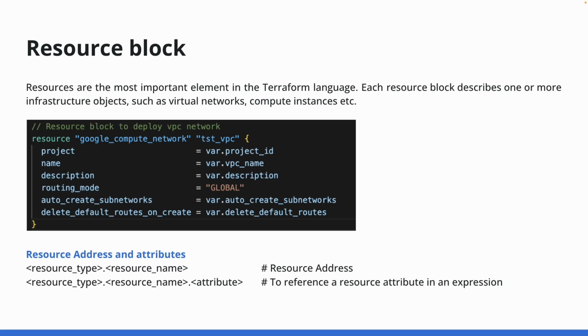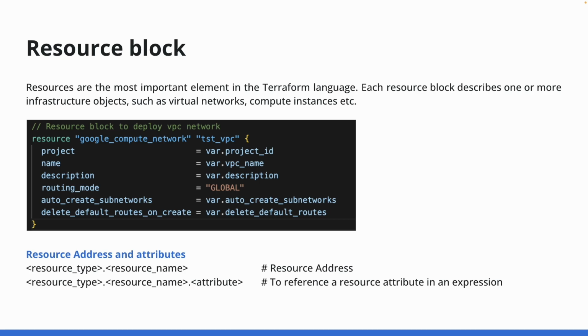Now let's talk about the resource block. Resources are the most important element in the Terraform language. Each resource block describes one or more infrastructure objects, for example a network, compute instance, etc. In this example, notice that I'm using the google_compute_network resource type. If I want to deploy a VPC network on Google Cloud Platform, then I'll use this resource type. And then what arguments are supported, I need to check the documentation for that. Every Terraform provider has its own documentation in which they mention what resource types are available and what arguments are supported for that particular resource type.